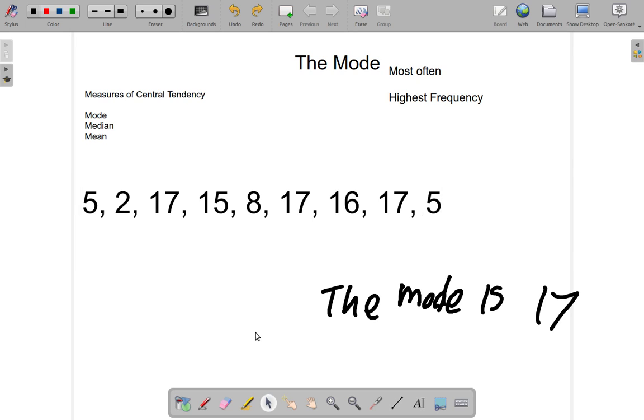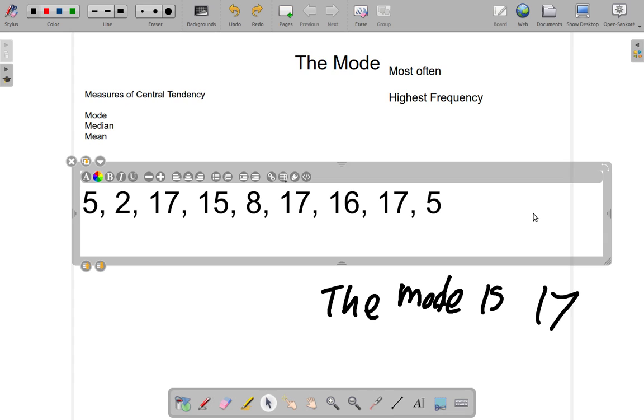5. Now what is the mode? I see 17 here, here, and here, 3 times. I see 5 2 times. I see 2 1 time, 15 1 time, 8 1 time, 16 1 time. Now 17 is there 3 times. The other numbers are there only 2 times or less. So 17 is the mode. You see that? Make a little adjustment again.